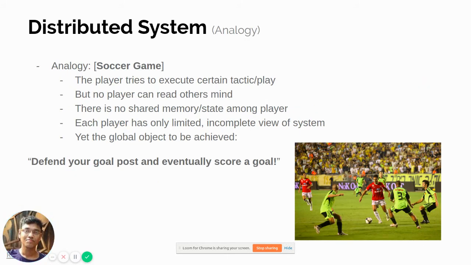You can understand the distributed system with the analogy of a soccer game, where players try to execute a certain tactic, right? But no player can read others' minds, so there is no shared memory or state among the players. They are all independent, and each player has only a limited or incomplete view of the system. However, they want to achieve a common goal. And what is the common goal? To defend the goal post and eventually score a goal. So that is the concept of a distributed system, right?